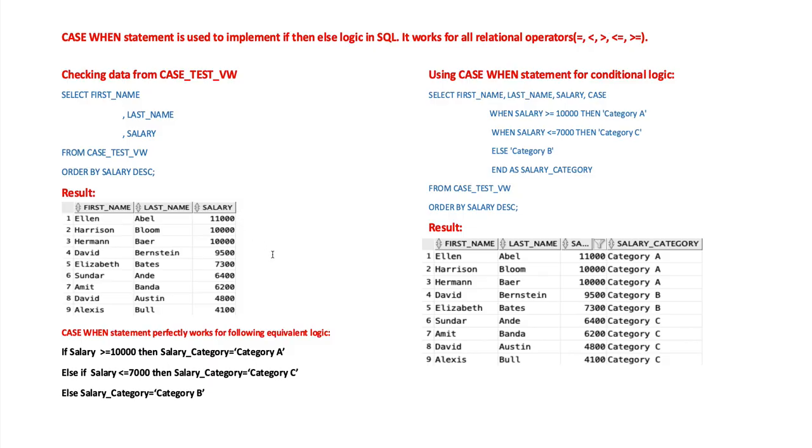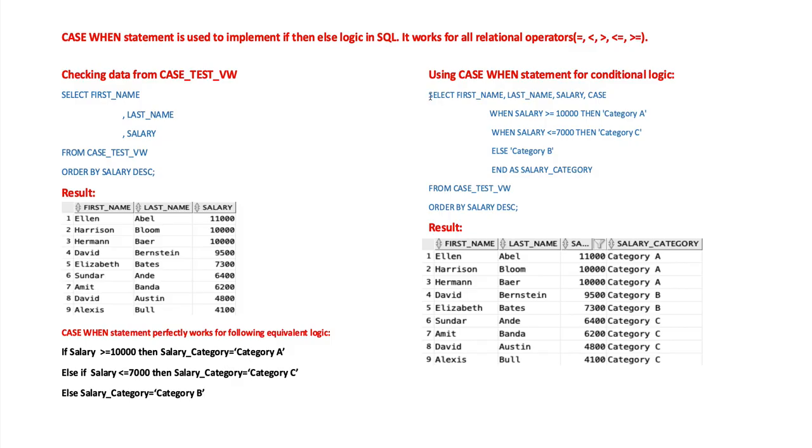We are trying to get one extra column which shows salary category. That is our aim. That means we have to apply the following logic. If salary is greater than or equal to 10,000, then salary category A. If salary is less than or equal to 7,000, then salary category C. All others are salary category B. When we use the CASE WHEN statement, it works perfectly for this logic. How does it work? Let me use the CASE WHEN statement.